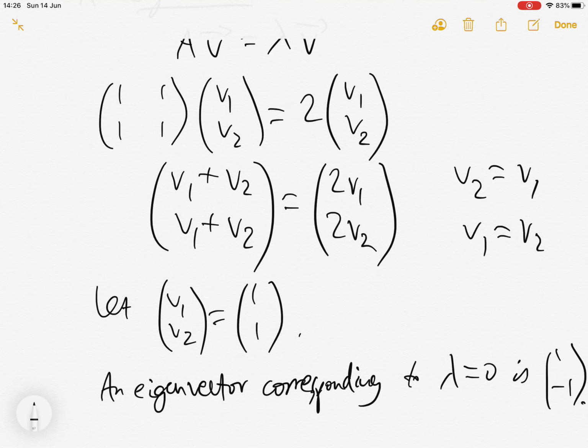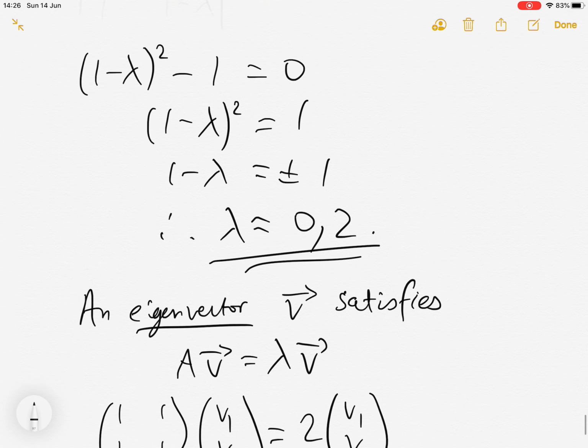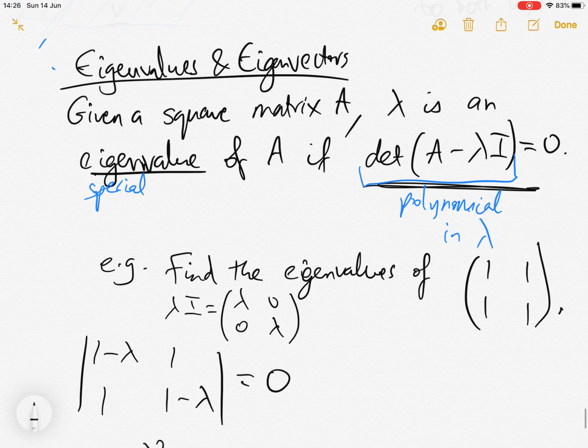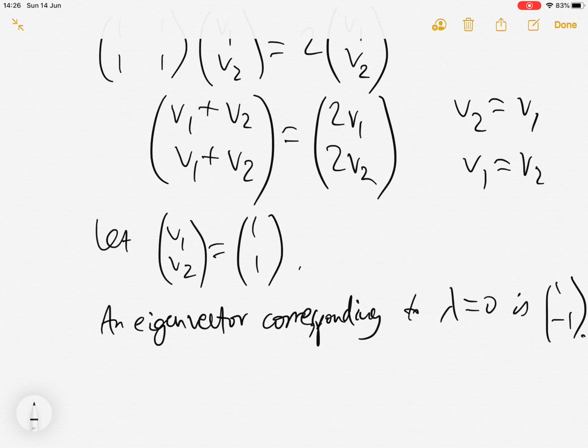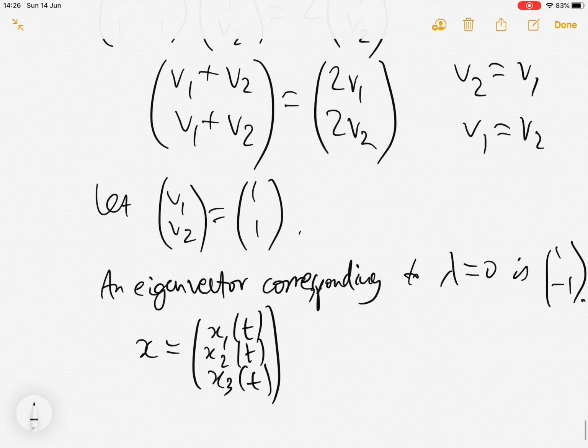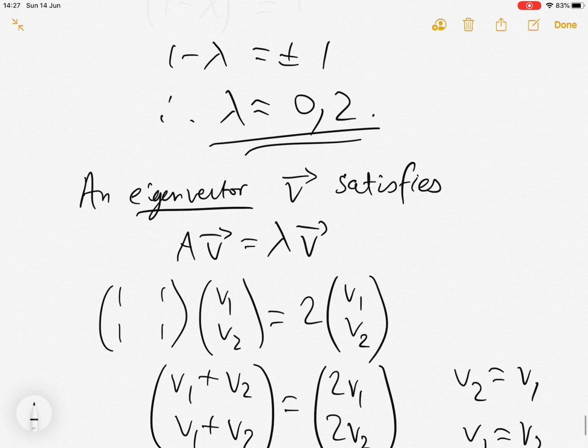So eigenvalues and eigenvectors are very important. They have a lot of different applications in all kinds of areas of maths. So one example is if you want to solve a vector differential equation, if x is a vector valued function, something like x equals x1 of t, x2 of t, x3 of t, and then you have some differential equation involving this vector valued function x, you can often use eigenvalues and eigenvectors to solve it.